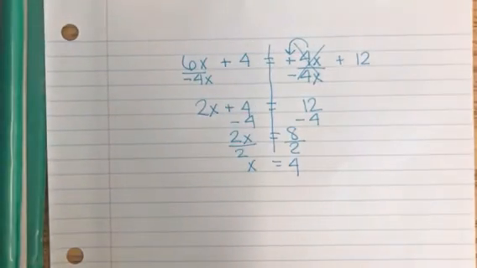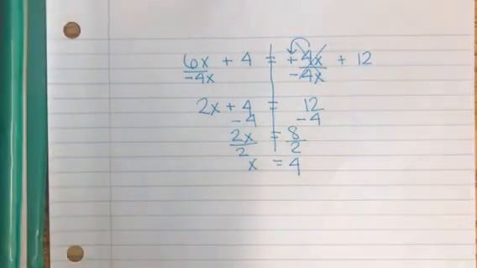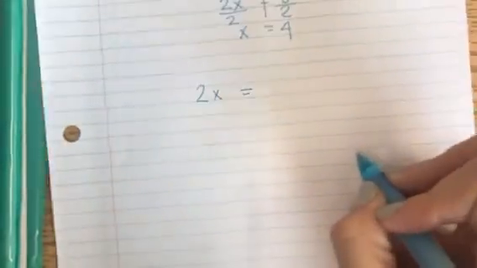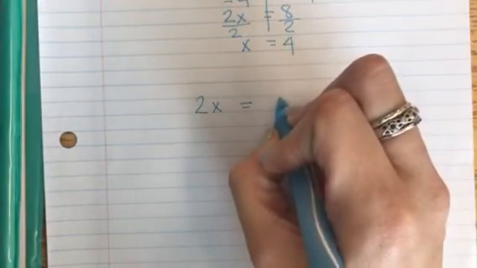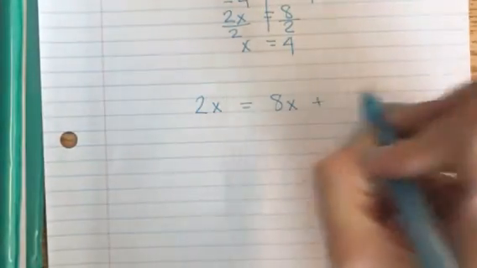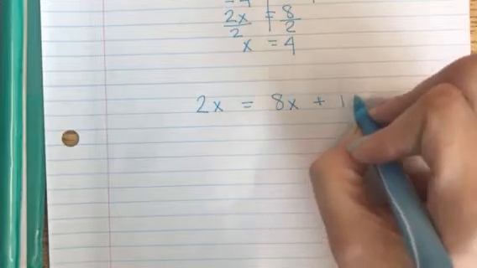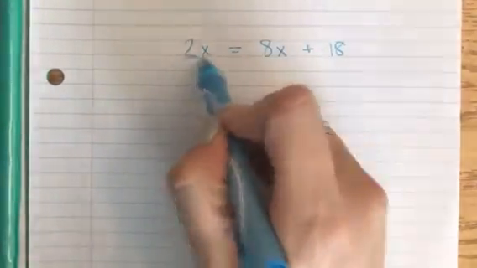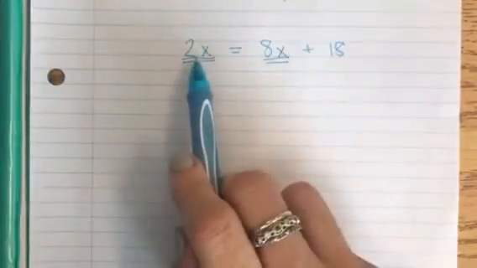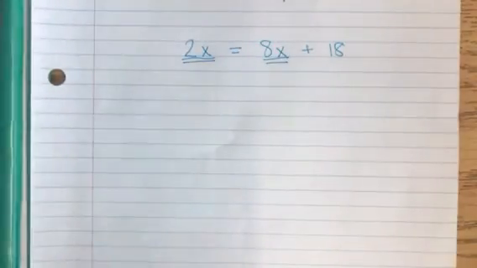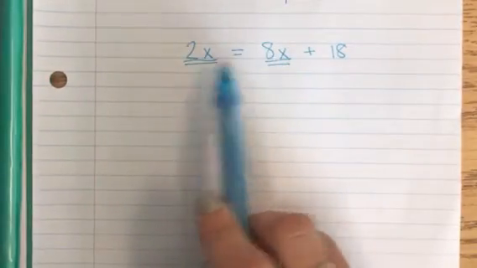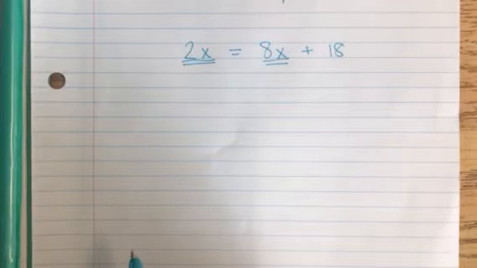Now, when we open the door for variables on both sides, some other unique things can happen. For example, let's say we have the equation 2x equals 8x plus 18. Again, we have variables happening on both sides of the equal sign, so we want to get them together with the opposite sign. They're on opposite sides, so we're going to use the opposite sign.